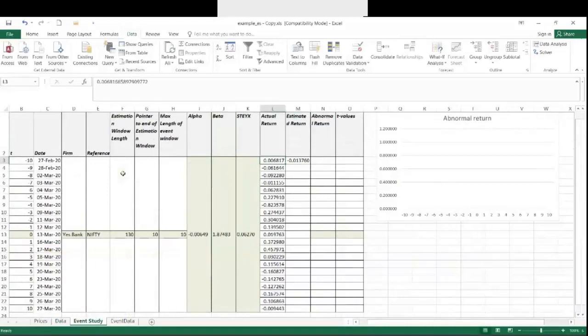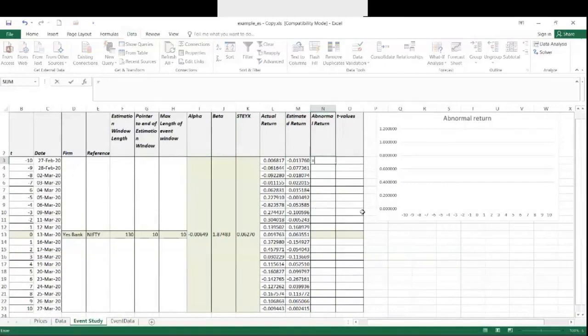Clearly, you can see that what is estimated is this, but what the actual return is, is this. So there are certain differences, which is fine. Okay, so I'm just going to drag it. So I'm going to fix this formula. Then I calculate the abnormal return, which is simply the difference between actual return and the estimated return. That's your error term, essentially.